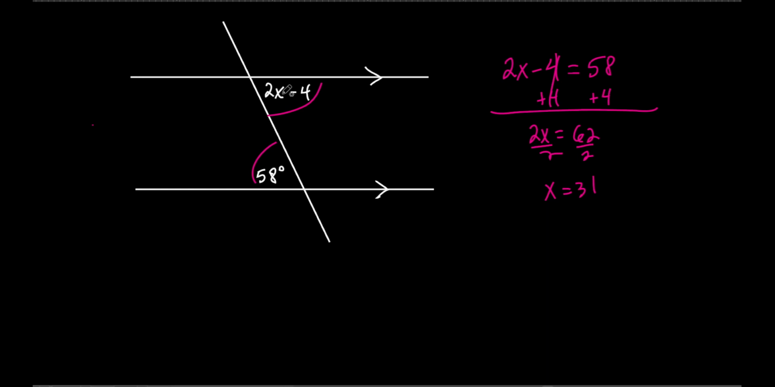And there you go. That's what that is right there. X is 31. That is my answer. It's not 31 degrees. You understand that? I'm not looking for that whole angle right here. I'm just finding what x is equal to. Okay, x is 31. 31 times 2 is 62. 62 minus 4 is what? 58. And it works, doesn't it? If I plug that in for x, these two are equal to each other just like they should be.